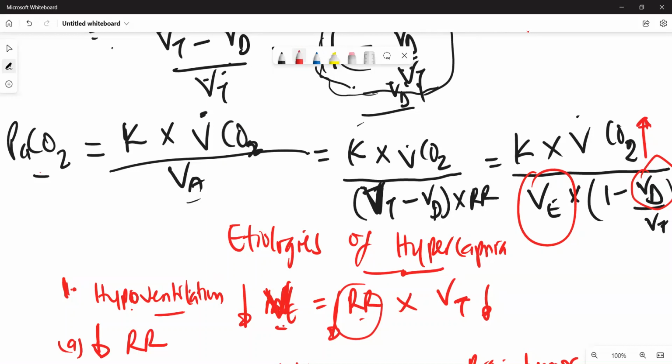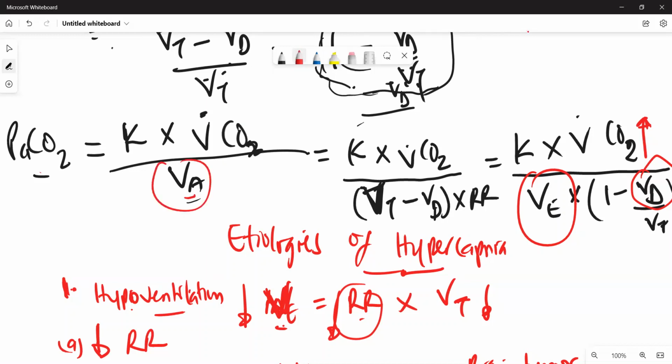And then from there, we now come down to the formula that we use to estimate what our partial pressure of carbon dioxide should be, which is equal to K multiplied by carbon dioxide production divided by alveolar ventilation. So the alveolar ventilation will further be equal to our tidal volume minus dead space, multiplied by respiratory rate, right? So that's one formula that we can use for our alveolar ventilation.